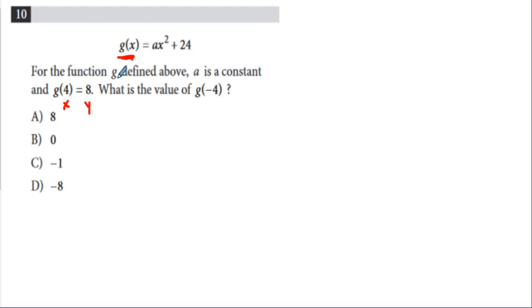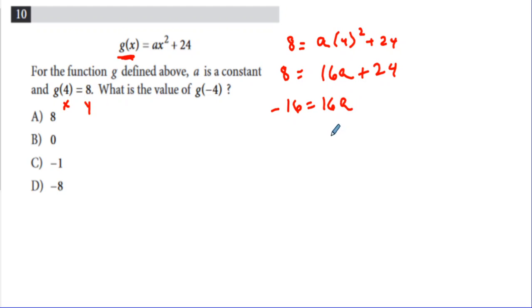So I'm going to plug in these two numbers, and I'm going to say that 8 is equal to a, and then I know that my input value is 4, so this is going to be 4 squared plus 24. Okay, so here's why I'm doing this. If I square this, it's 4 squared, 16a plus 24 equals 8. And then if I subtract this to the other side, 8 minus 24 is negative 16. And that means that a is negative 1, right?